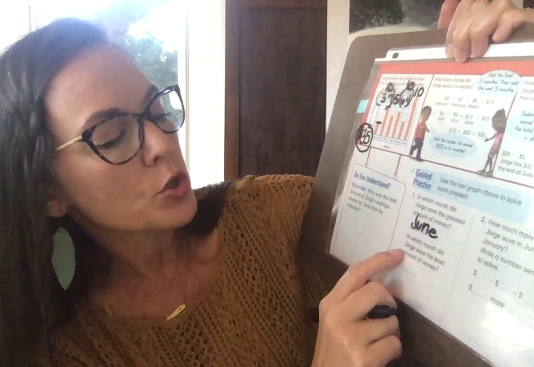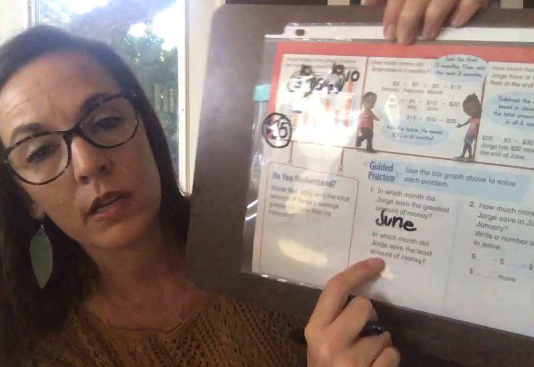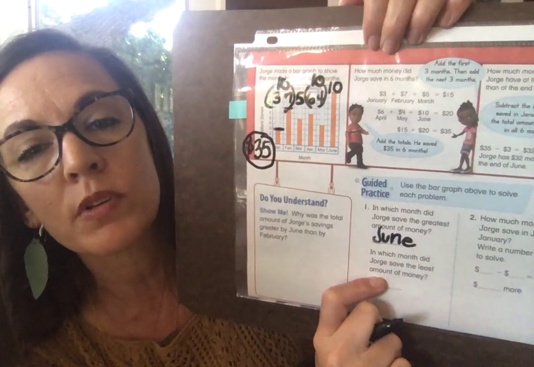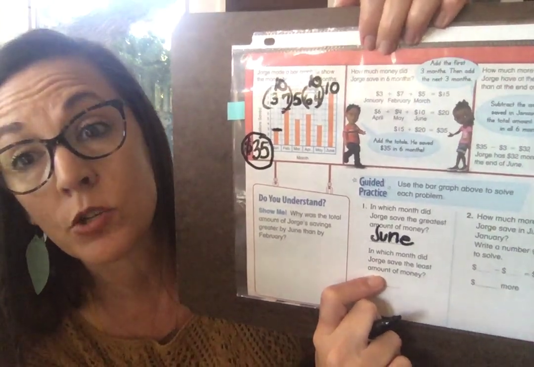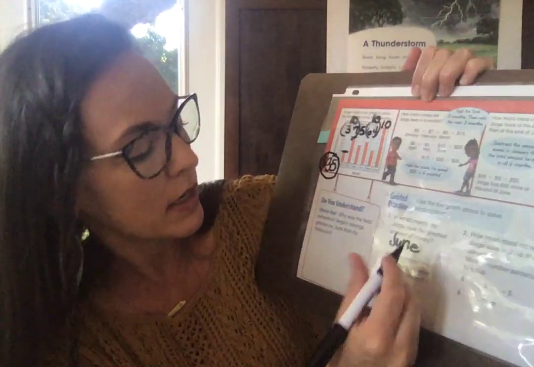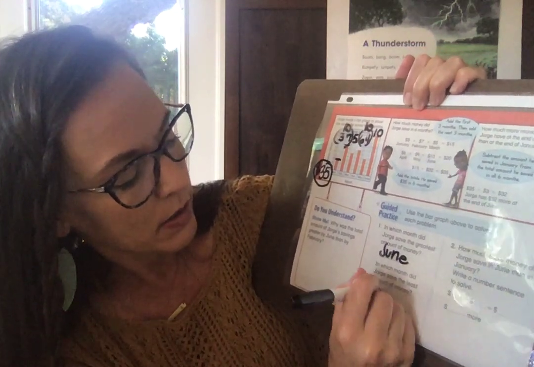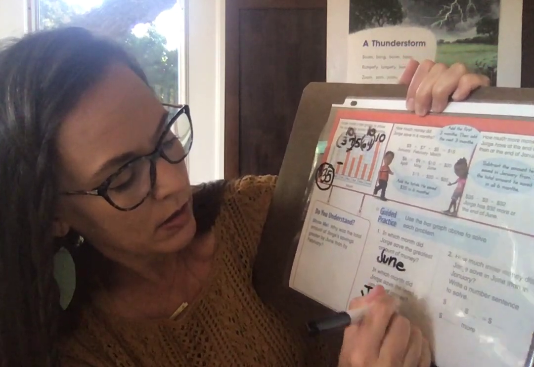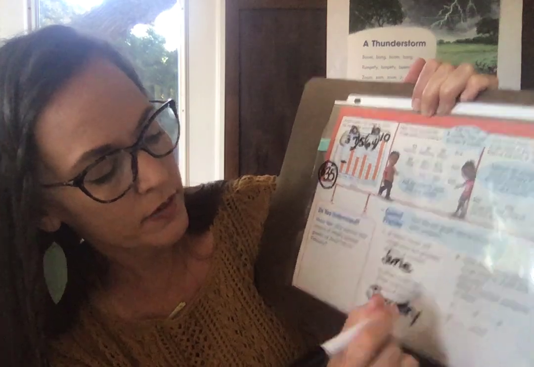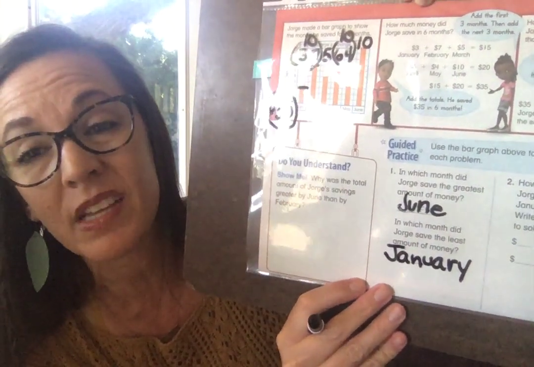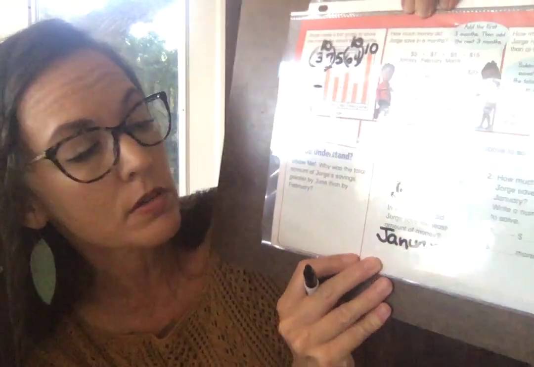In which month did George save the least amount of money? Well, if the longest bar was the most, then the shortest bar is going to be the least. And the shortest bar happened in January. But thankfully, he didn't give up in January. He kept saving, and now he has a nice little amount.